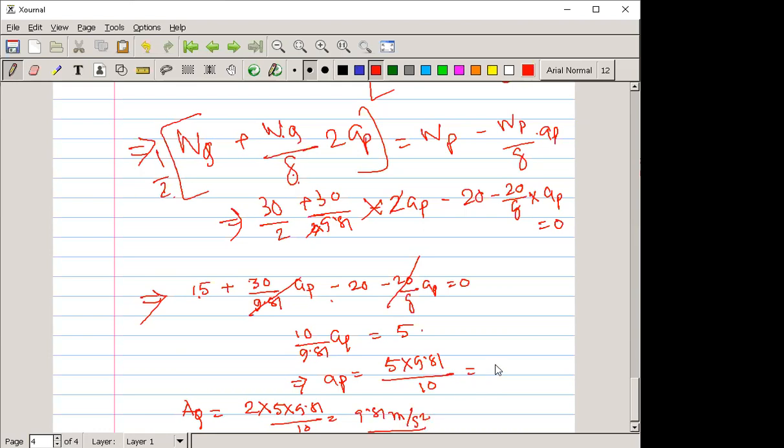So this should be 4.9, divided 9.8. So 4.9 something, na? Meter per second square. Anyone have any question in this regard?